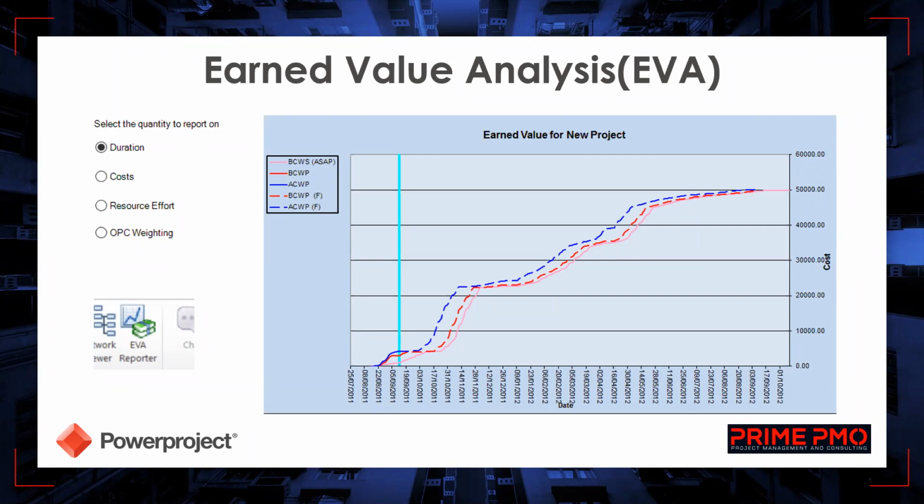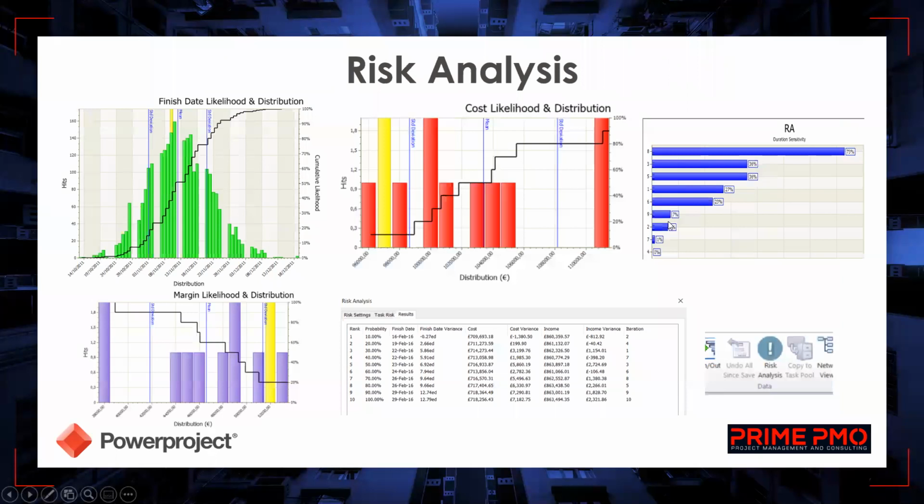It can be based on duration, costs, resources, or overall percentage completed weightings. Powerproject allows you to generate S-curves to analyze the project. And we can perform risk analysis: we can have duration likelihoods, cost likelihoods, margin likelihoods, and also we can see our critical activities. You can see our results here. We can generate multiple quantitative analyses in Powerproject also.